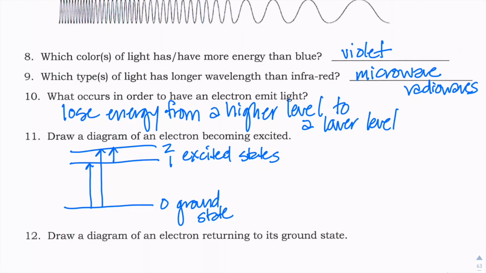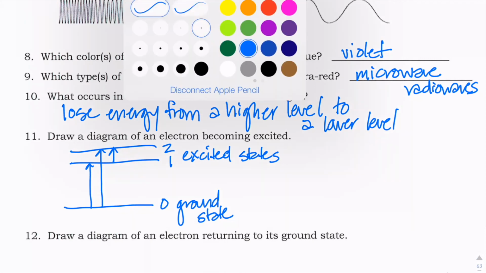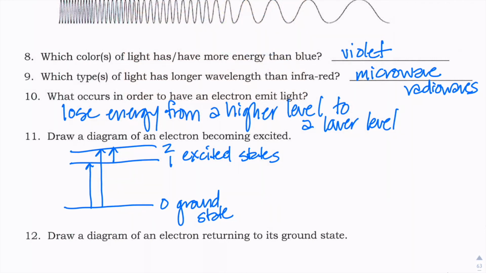And then returning to its ground state, I'm just going to incorporate number 12 in the same drawing. So if it goes back down to its ground state and gives off light, we'll switch colors to red or something. So if it goes back down, it gives off light in photons. Anytime it goes down to another level, it gives off a different color of light.